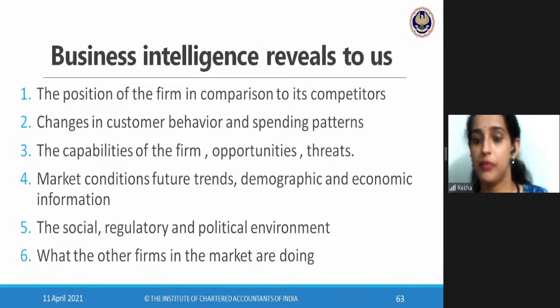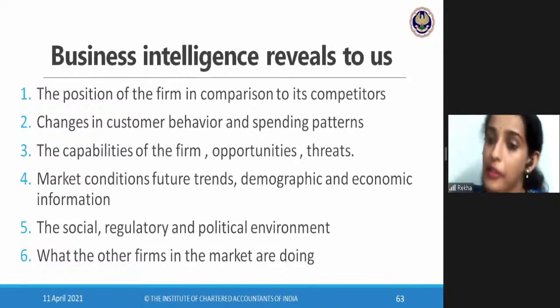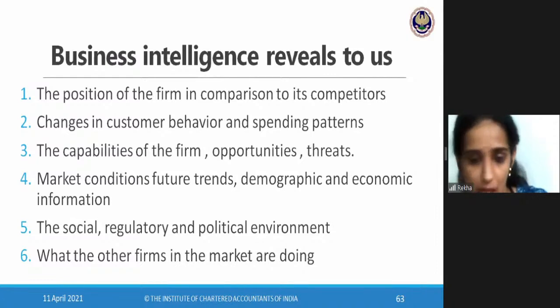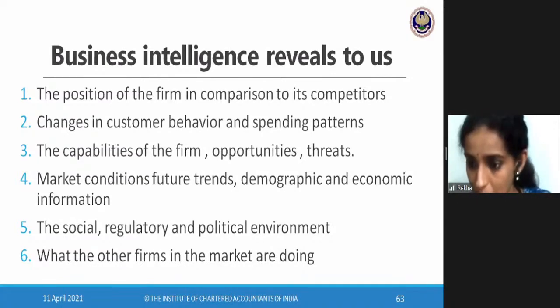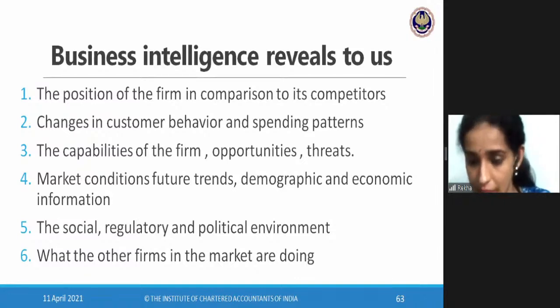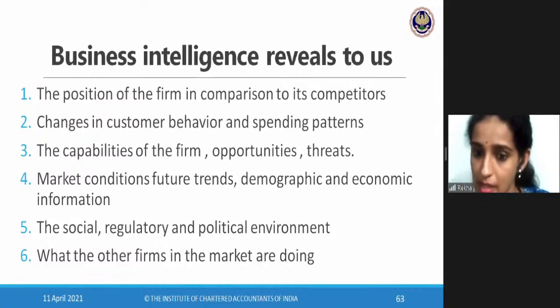Now, how does business intelligence actually help you? It helps in knowing where your company or entity stands with respect to other companies in a similar industry. What is the customer behavior? Are customers no longer interested in the products you are manufacturing? What is the spending pattern? Are they spending more on certain kinds of products now because of this pandemic time? The most commonly purchased products a few months back were sanitizers and masks, right? So what is the spending pattern? What is the normal customer behavior?